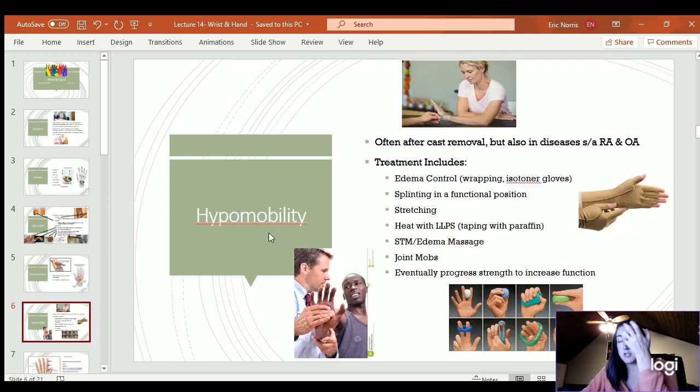Okay, so first we'll talk about treating hypomobility of the hand. So this could happen after someone gets a cast taken off. It could happen with either type of arthritis. It could happen if they have significant weakness and aren't able to move the hand for a while, and then they start to develop strength again, maybe after a stroke or some type of damage to a nerve. So treatments include edema control.